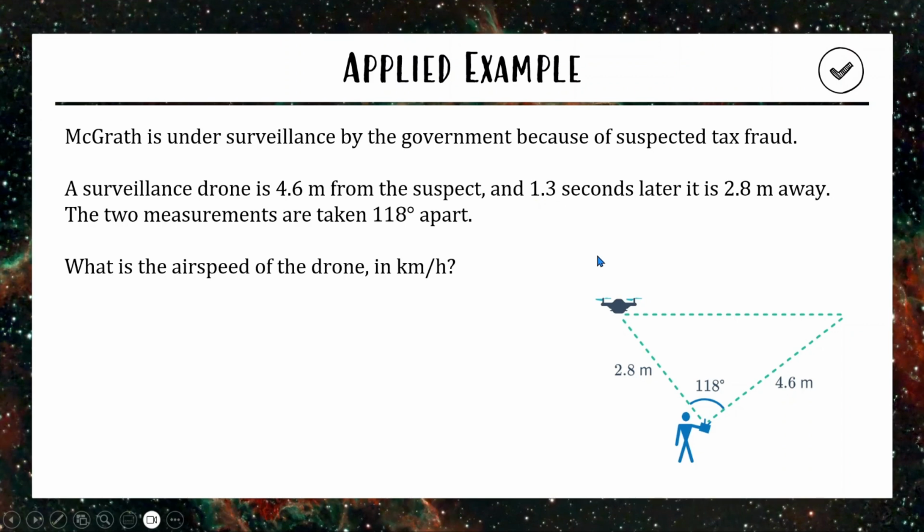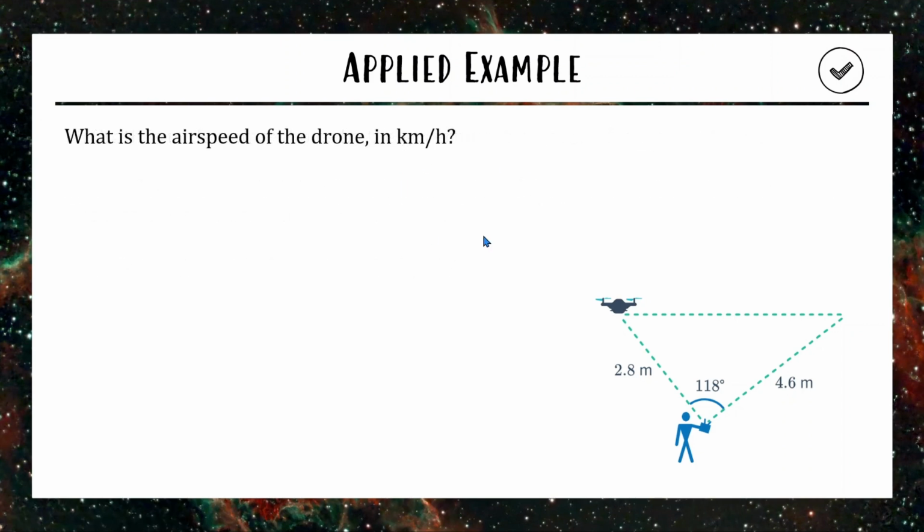So a few steps here. Let's get rid of all the faff and just leave the important part here. What is the airspeed of the drone in kilometers per hour? To figure that out, I'm going to need to figure out how far the drone has traveled in 1.3 seconds. So to do that, I'm going to use an application of the cosine rule. I'm going to say this is my angle C, which is across from what I'm trying to find, which is lowercase c. The other two sides can be A and B in any order. I'm going to put A on the left and B on the right, but you can swap them and you will still get the correct answer.